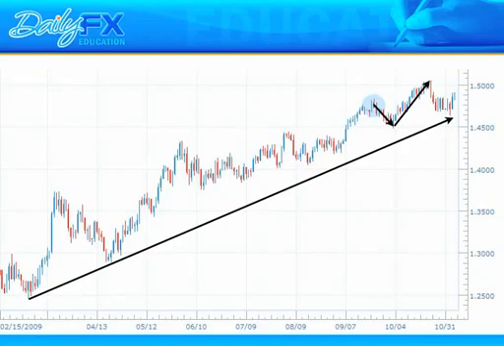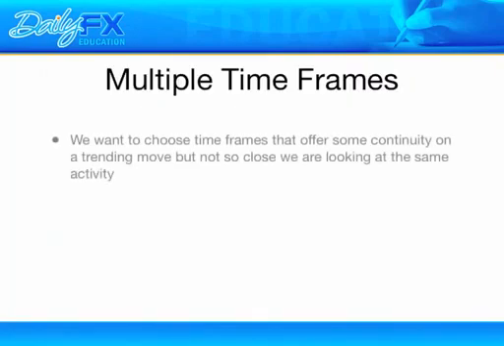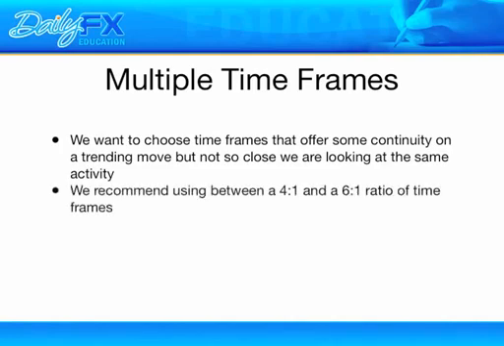We recommend looking at a longer time frame chart to determine the trend, and then move down to the smaller time frame chart to find a trade in the direction of the longer term time frame. We want to choose time frames that offer some continuity on a trending move, but not so close that we're looking at the same activity. We recommend using between a 4-to-1 and 6-to-1 ratio of time frame.